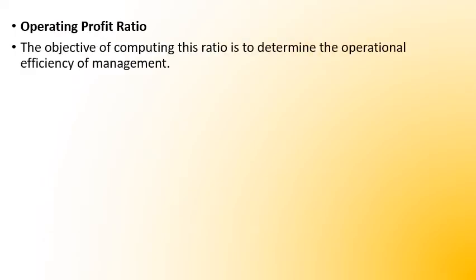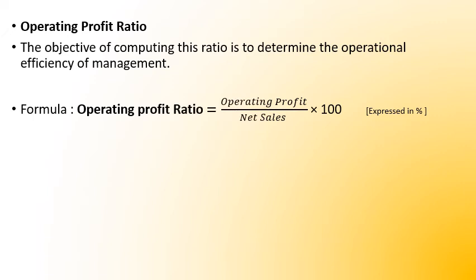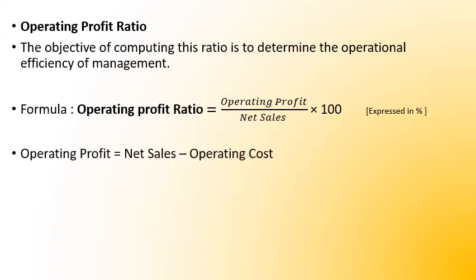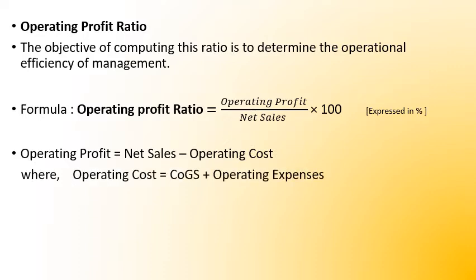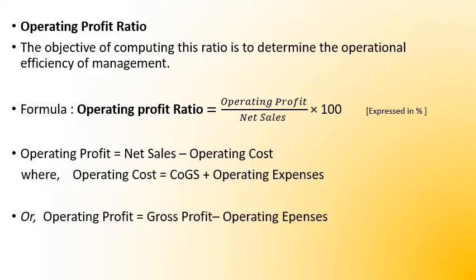Our next ratio is net operating profit ratio, and the objective is to compute the ratio to determine the operational efficiency of management. The formula is operating profit divided by net sales into 100, and operating profit is equal to net sales minus operating cost. Operating cost we have calculated earlier, that is COGS plus operating expenses. So net sales minus operating cost is equal to operating profit. Operating profit is also equal to gross profit minus operating expenses, which is another way to calculate.